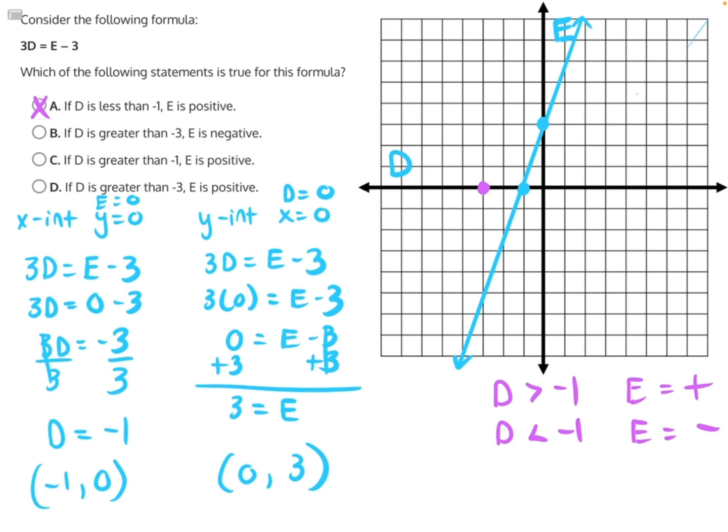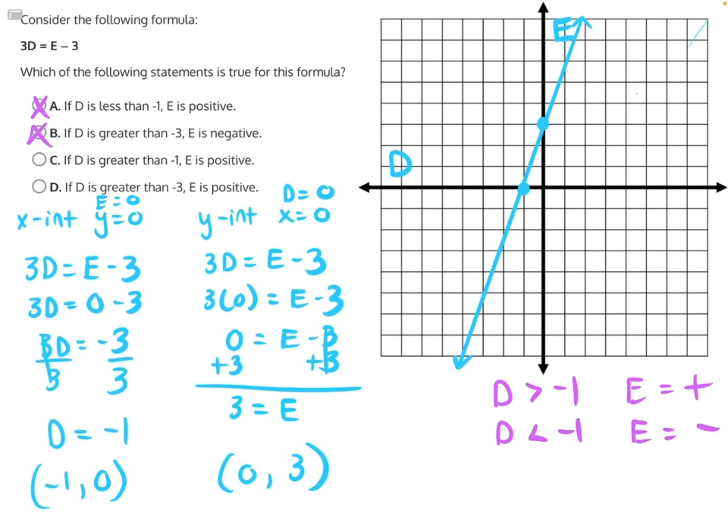B says if D is greater than negative 3, E is negative. Okay, so let's put that on the graph. Negative 3 is right here. Greater than is to the right. These are all negative values so far, but once we pass this point here, our x-intercept, all of the rest of the values are positive, not negative. So that makes answer choice B incorrect.